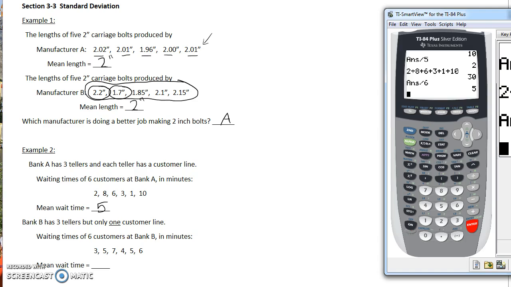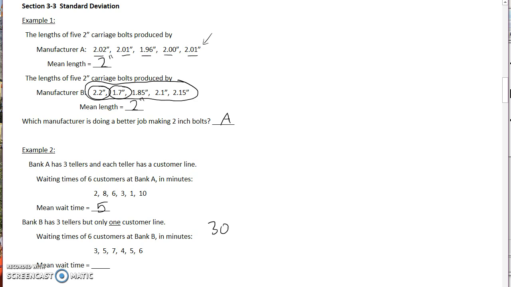Similarly, for Bank B we add up 3 plus 5 plus 7 plus 4 plus 5 plus 6. Last time I checked, it is in fact 30. So when I add up the values here, we get 30. We divide that by 6 customers. The average wait time here is also 5 minutes.